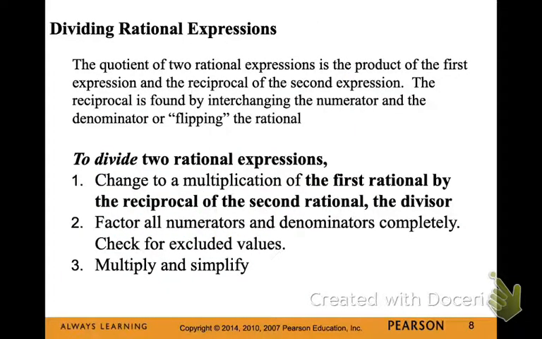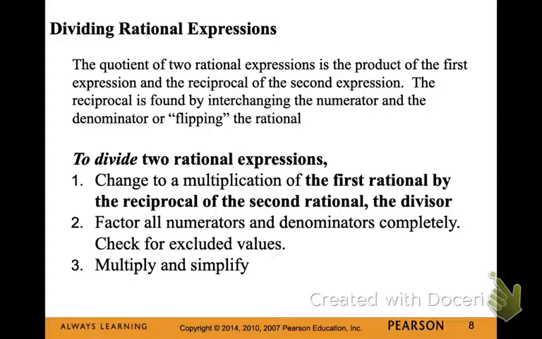So when you're dividing rational expressions, the quotient of two rational expressions is the product of the first one and the reciprocal of the second expression. And remember, a reciprocal is found by interchanging the numerator and denominator, or by flipping that rational.